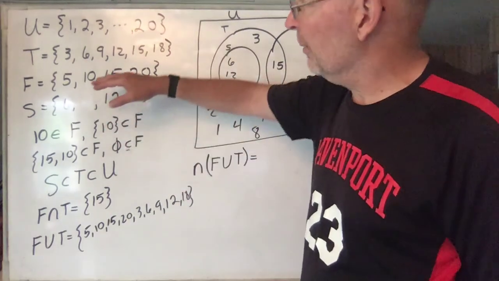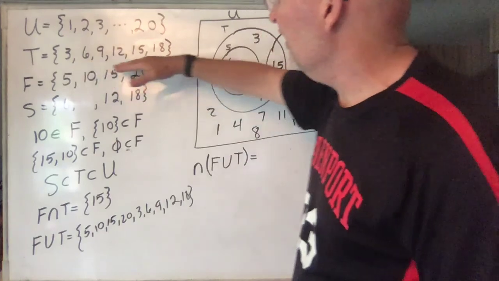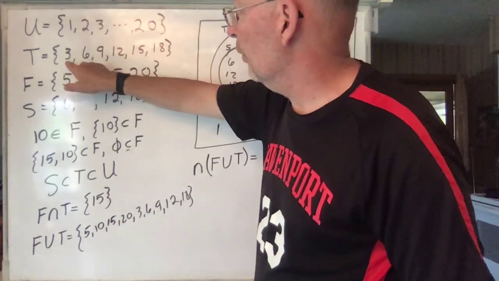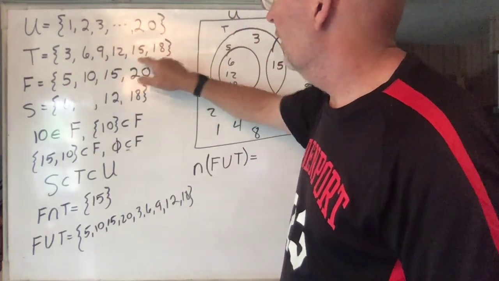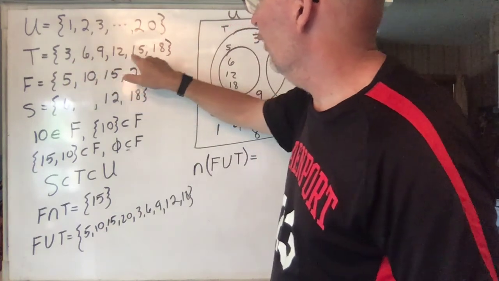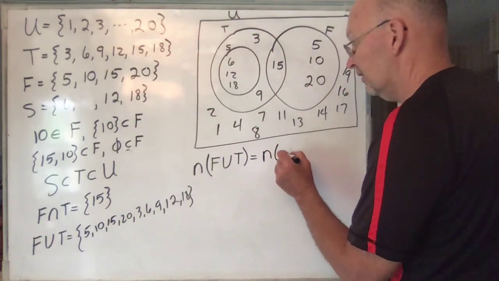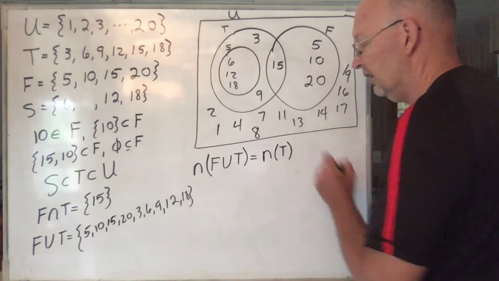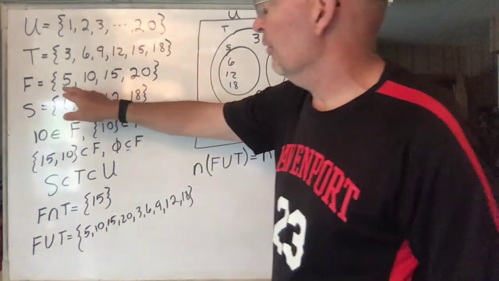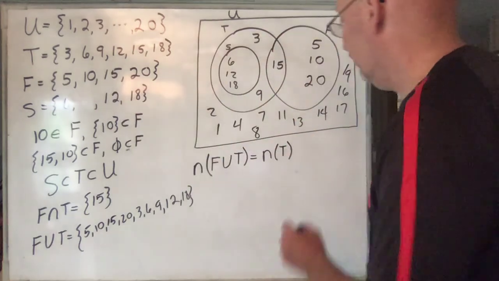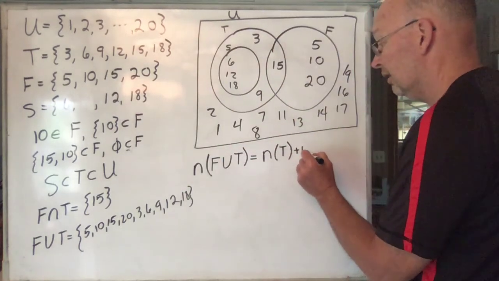Well, if you think about it, you could take all these elements. How many are in T? 1, 2, 3, 4, 5. Sorry, 1, 2, 3, 4, 5, 6. There's going to be the number of elements in T. And then here's all the number of elements in F. So you would add those together.